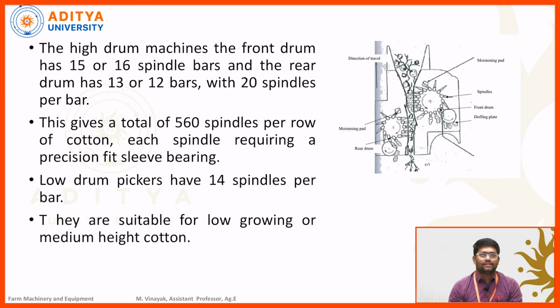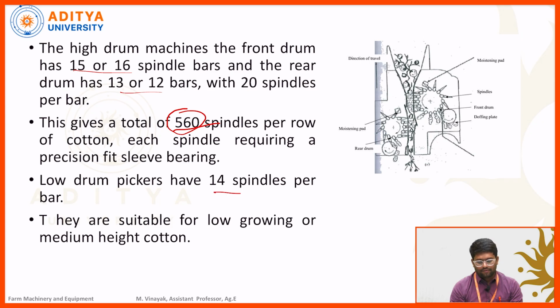In high drum machines, the front drum has 15 to 16 spindle bars, and the rear drum has 13 or 12 bars, with 20 spindles per bar. So in higher machineries, it consists of 15 or 16 spindles per bar. In the rear drum, 12 or 13 with 20 spindles per bar. This gives a total number of 560 spindles per row, so that we can easily harvest the cotton. Why? Because these 560 can easily pick the cotton balls from the plant.